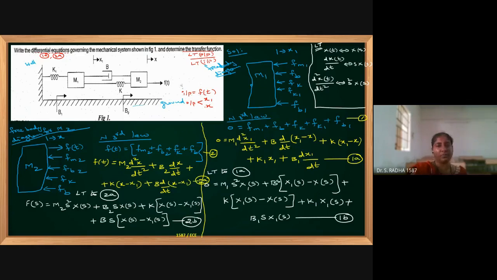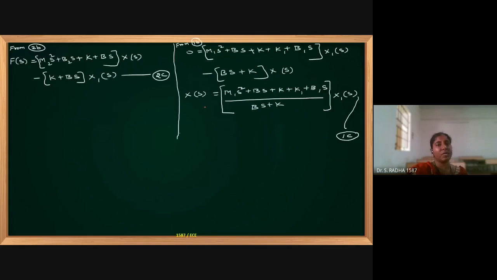So how to find the transfer function? One input and two outputs are present. Input is f of t, and the outputs are x1 and x. So two transfer functions are possible. First transfer function is Laplace transform of output by Laplace transform of input. Second transfer function is x of s, the other output, divided by f of s.